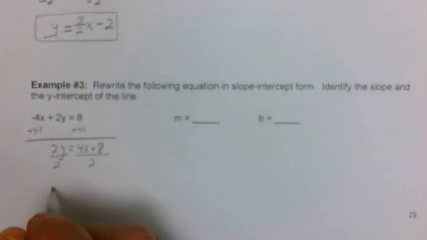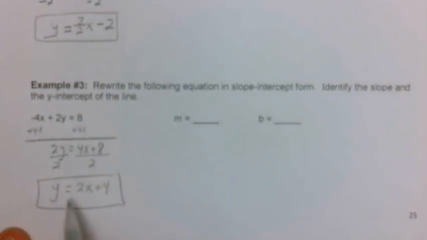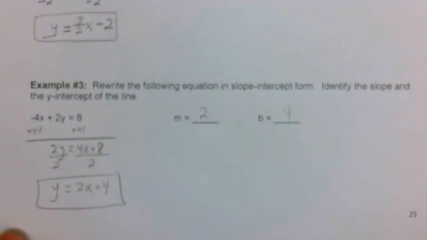2y divided by 2 is 1y, so y equals 4x divided by 2 is 2x, and 8 divided by 2 is 4. So our equation in slope-intercept form is y equals 2x plus 4. The slope is 2, and the y-intercept is going to be 4.